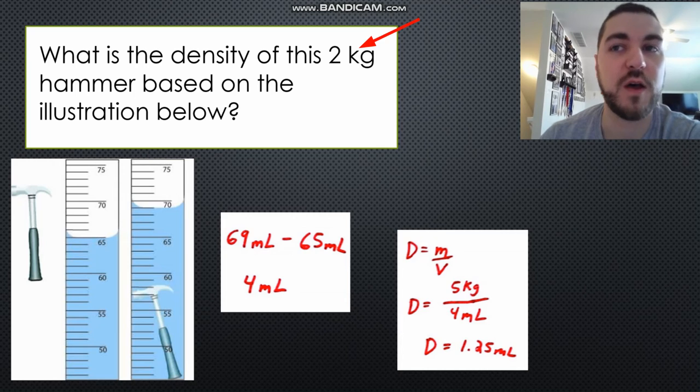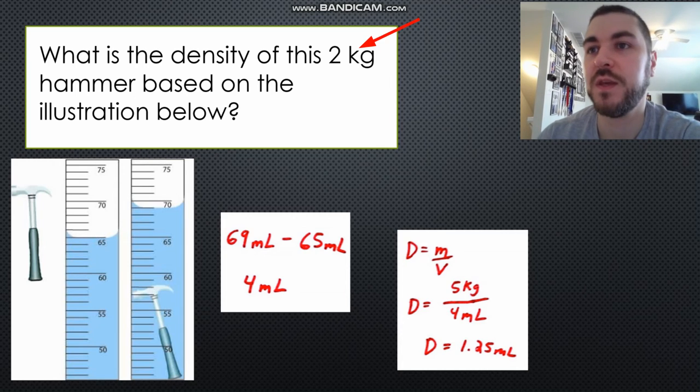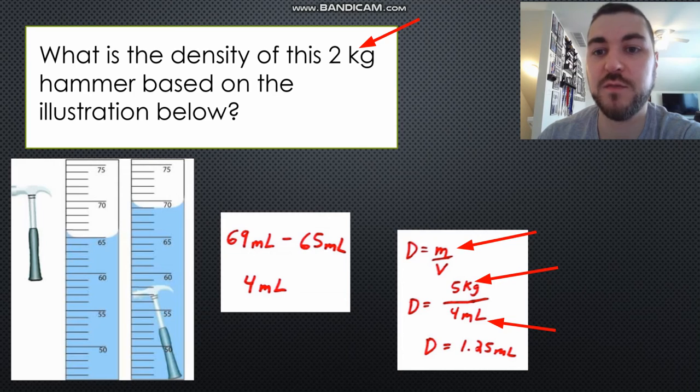So now we have the volume of the hammer and the mass of the hammer. So what we can do is apply our D equals m divided by v equation and plug in the 5 kilogram hammer divided by the 4 milliliters of volume it takes up, and we will reach an answer of 1.25. Oh, and that unit's not right. It should be 1.25 kilograms per milliliter, not just milliliters. So that's how you would do a water displacement problem.